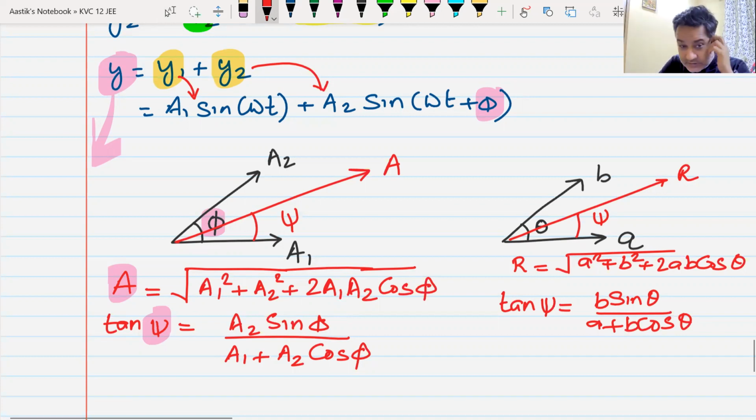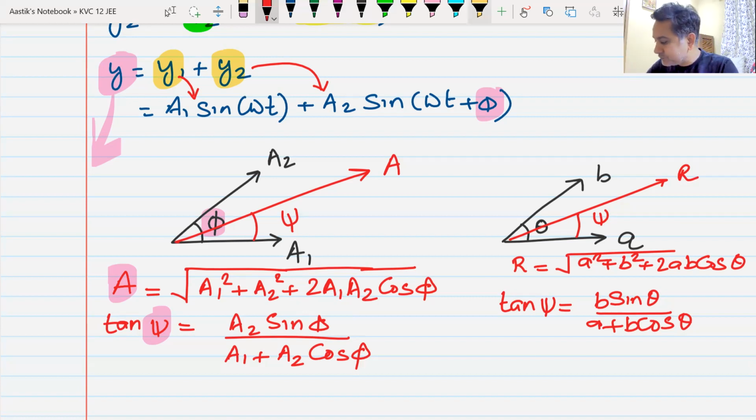How do I get y? I have to write y in the form of a wave, because this is again a wave, the displacement of a particle. How do I get y? I hope you understand my question. What is the value of y?